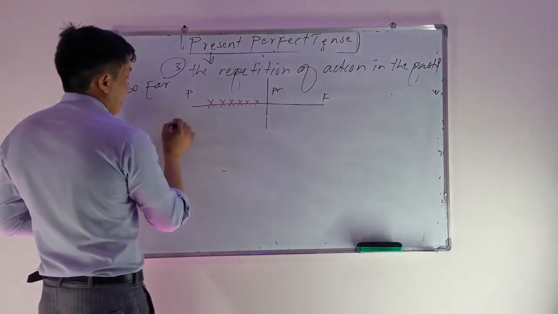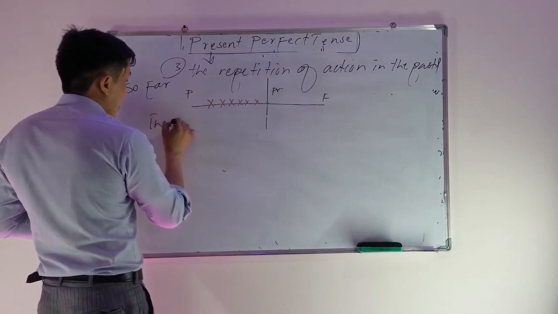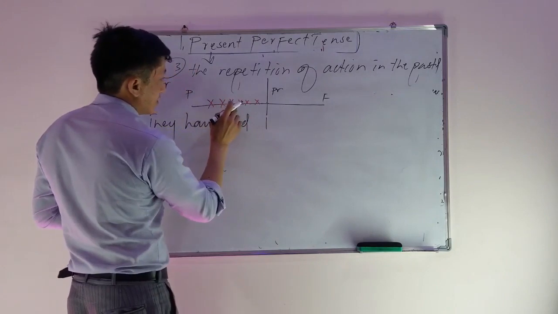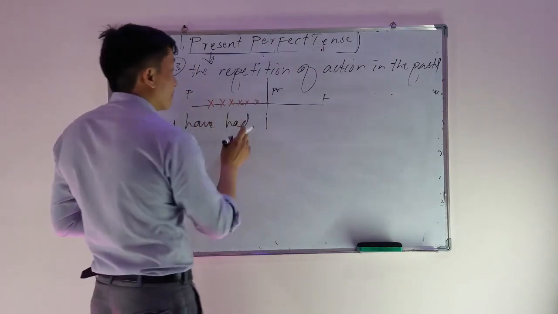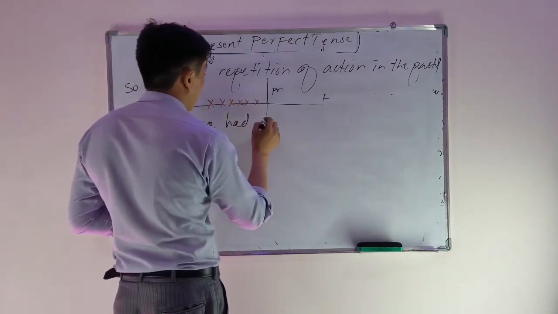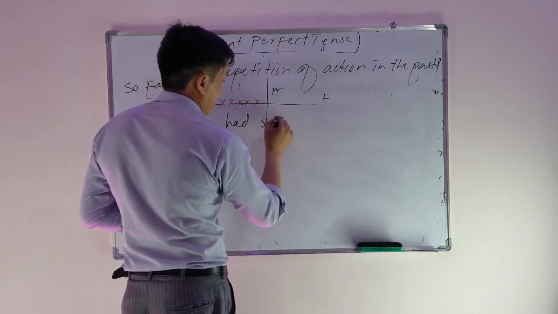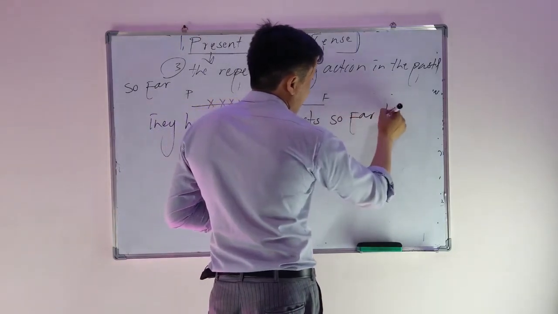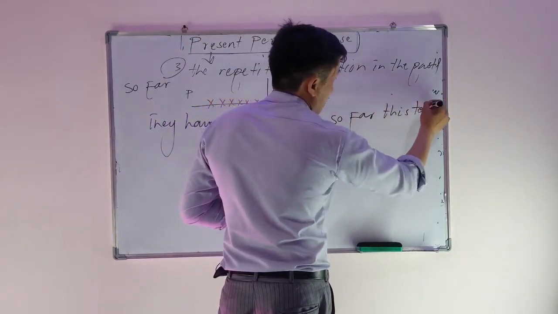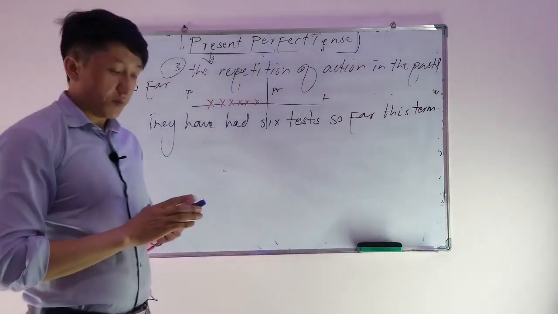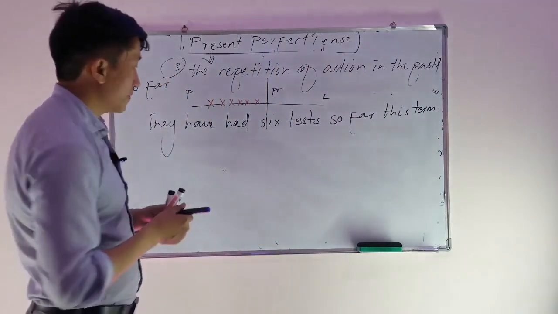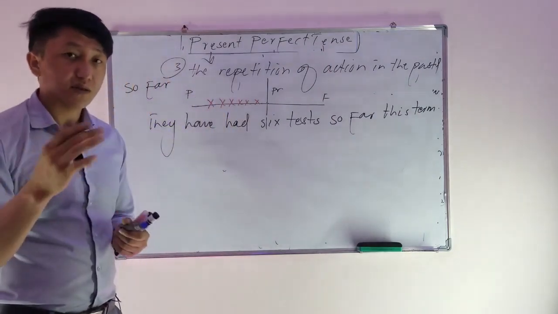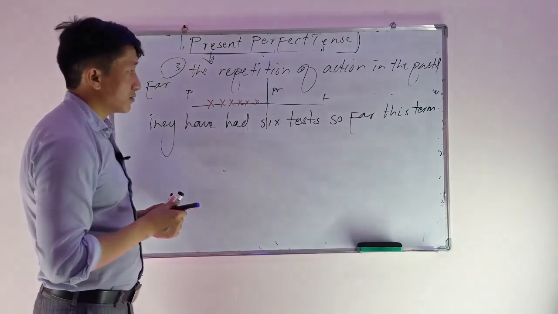For example, if I say, they have had how many times? 1, 2, 3, 4, 5, 6. They have had 6 tests so far this term. So it means 6 times from past up to now. Look, 1, 2, 3, 4, 5, 6 times. They took the test, finished. Took the test, finished. So this action repeated how many times?